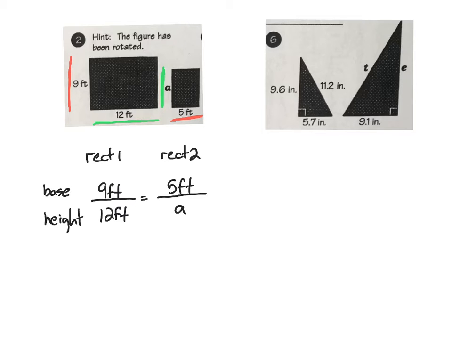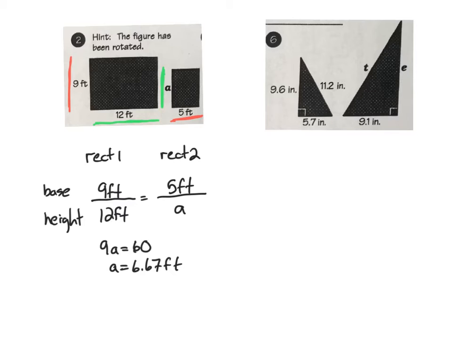Now we're going to cross multiply, so I get 9 times A is 9A. I get 12 times 5 is 60. Divide both sides by 9. So we have 60 divided by 9, and I get 6.67. And since we're talking about rectangles, we have units, so we have 6.67 feet.